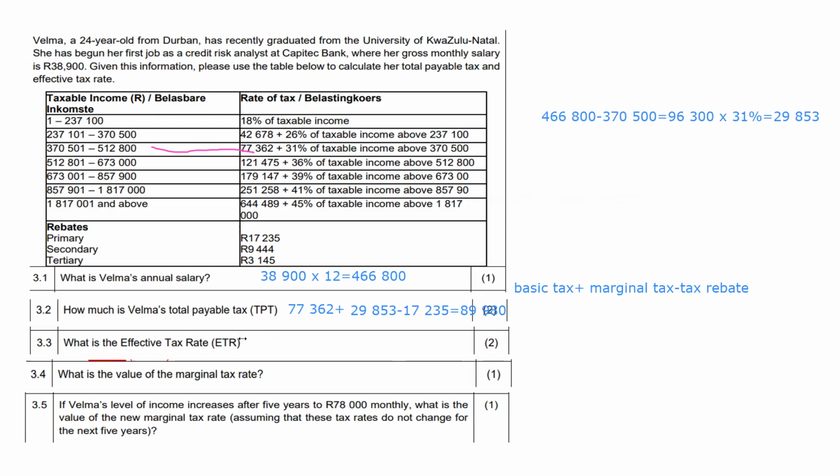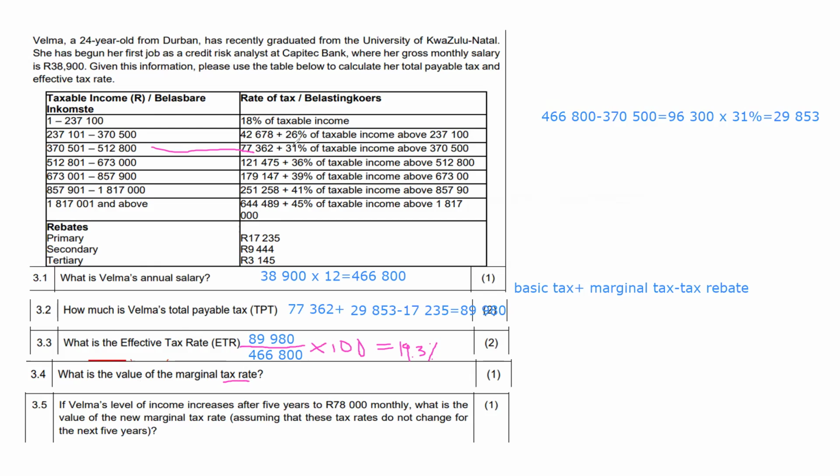To get the effective tax rate, you say the total tax that is paid divided by the total income, times 100. So the tax that is paid is 89,980 divided by the annual income, 466,800, times 100. You're going to get 19.27%.